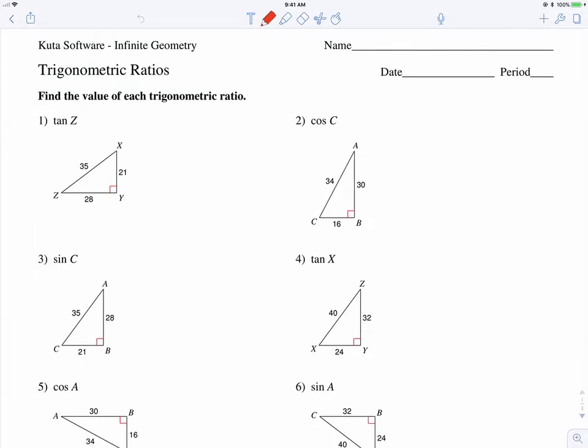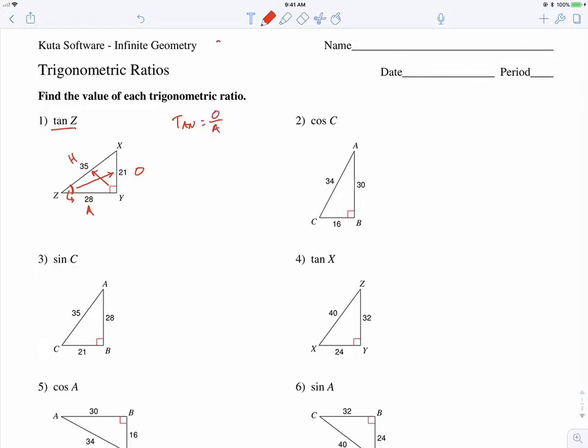So they're asking you to write the ratio for tangent of angle Z. So angle Z is right here. If I name my sides, the one across from the 90 is the hypotenuse. The one across from the reference angle is opposite. The one next to the reference angle is adjacent. So they want to write tangent, and we know that tangent is opposite over adjacent.